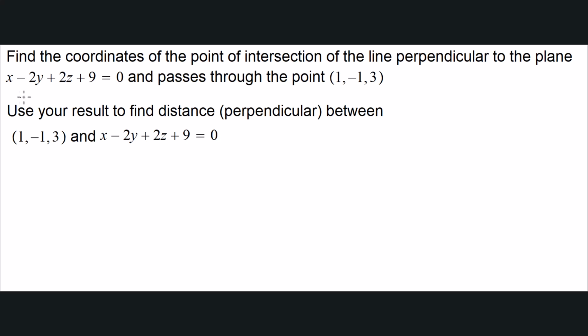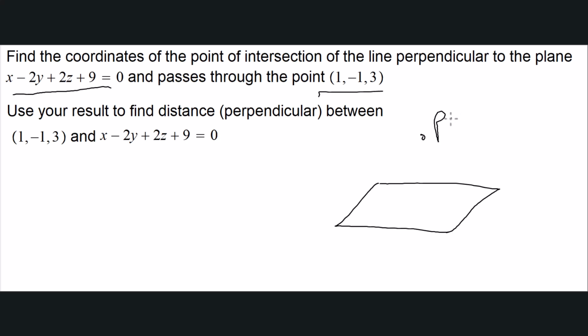So we are given a plane here. What we have to do is that there is a point with coordinates 1, negative 1, 3, and we have to find the coordinates of this point of intersection if this line is perpendicular to this plane.